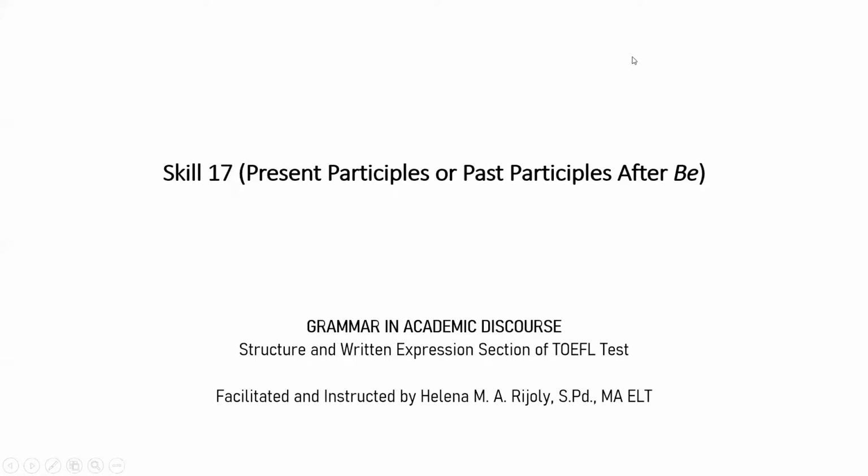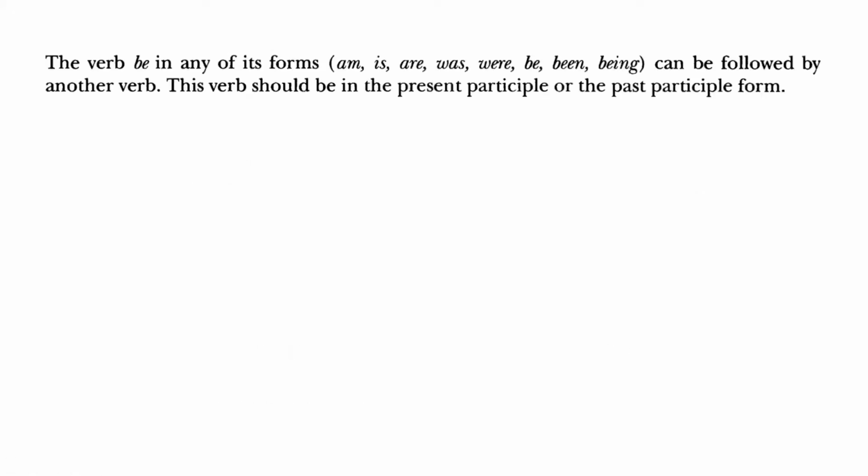Moving on, we're going to look at skill 17 now: present participle and past participle after be. Remember, verb ing and verb 3 after the word be. Be means am, is, are, was, were, been. To be in any form, am, is, are, was, were, be, and being, can be followed by another verb. This verb should be in the present participle, so verb ing, or the past participle form.